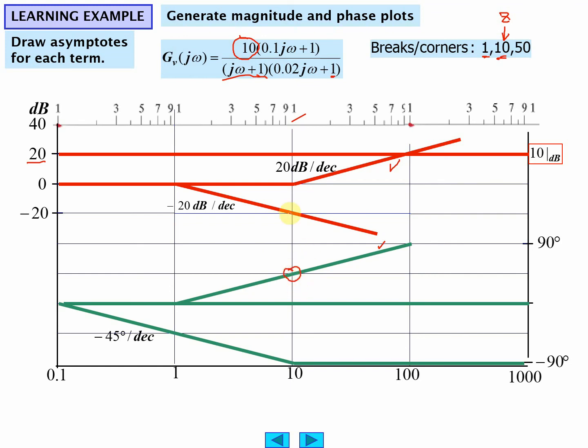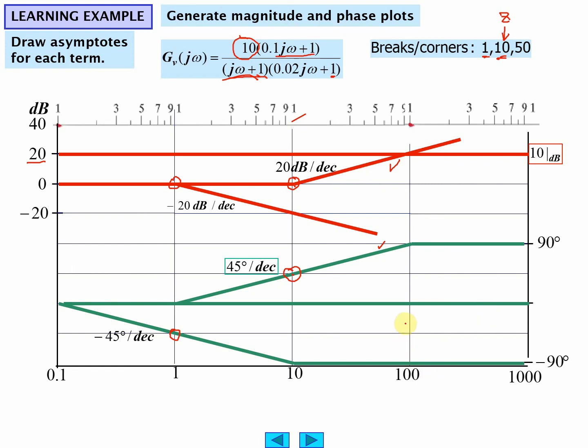So here's 0 degrees in phase, and here's the crossing point. Here's the knee. The knee is here. 45 degrees in phase is where the knee is. So this is the first one. This knee here is for this one up here. And the last one is at 50.